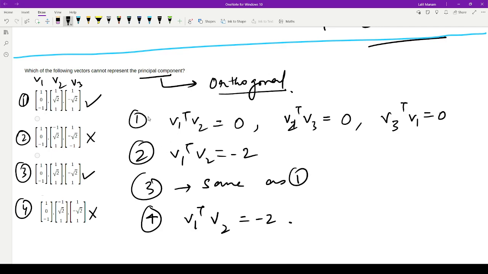So yeah, these two can represent, these two cannot represent.